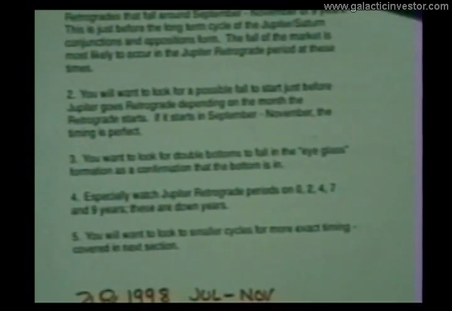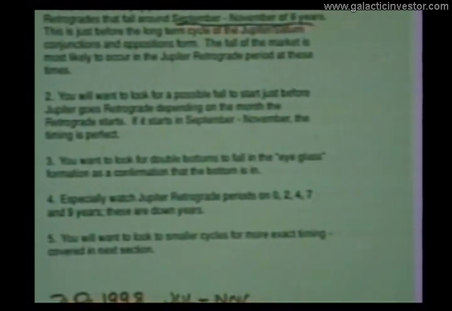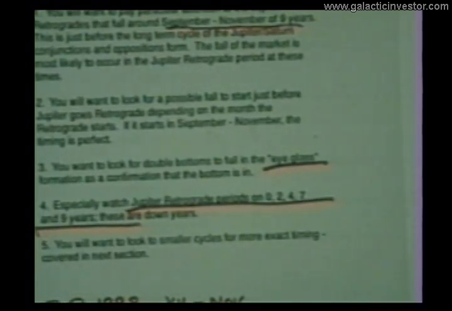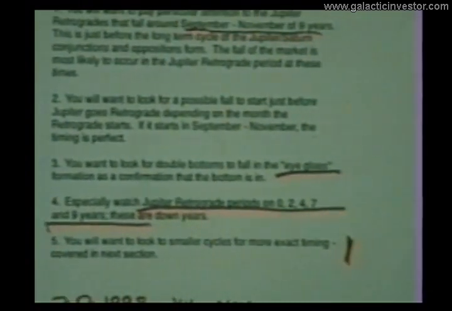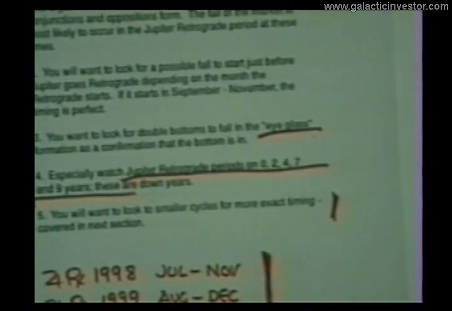Anyway, our conclusions: you want to pay attention to the September and November period of any 9-year, and we have that coming up very soon. You want to pay attention to the eyeglass formations on the Jupiter retrogrades. You especially want to watch the Jupiter retrograde periods in the years 0, 2, 4, 7, and 9. And now we want to look at the smaller cycles that are going to be helpful in bringing our timing into a closer date. We've already, I think, given you these Jupiter dates of Jupiter retrograde in 1998 and 1999. There you have your Jupiter retrogrades.